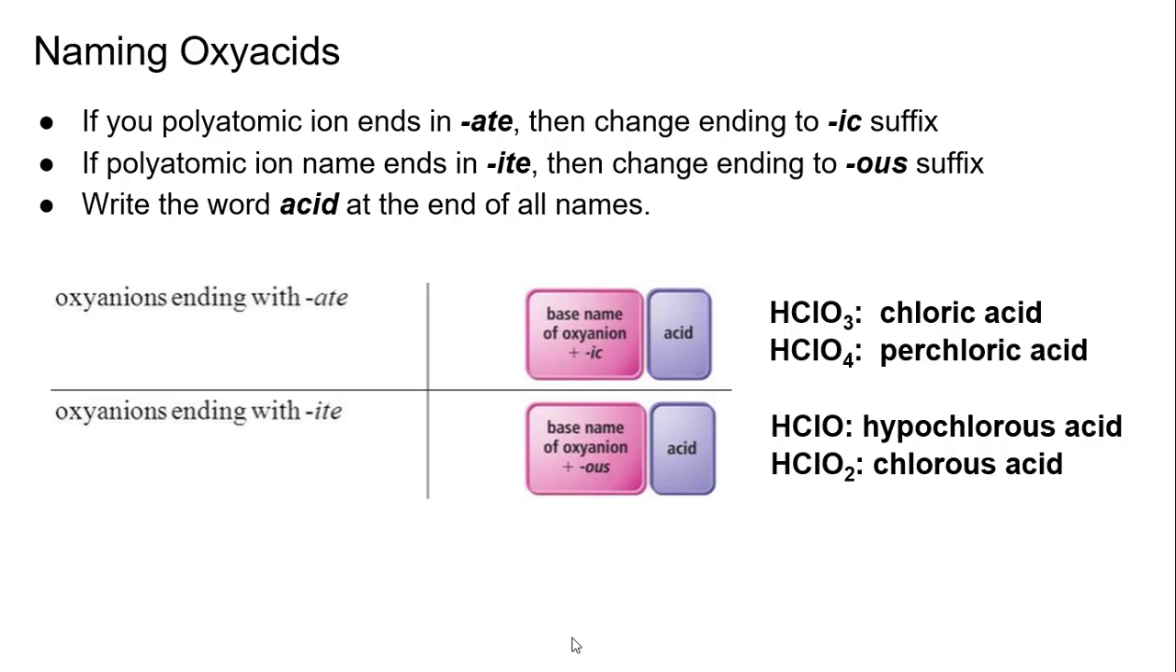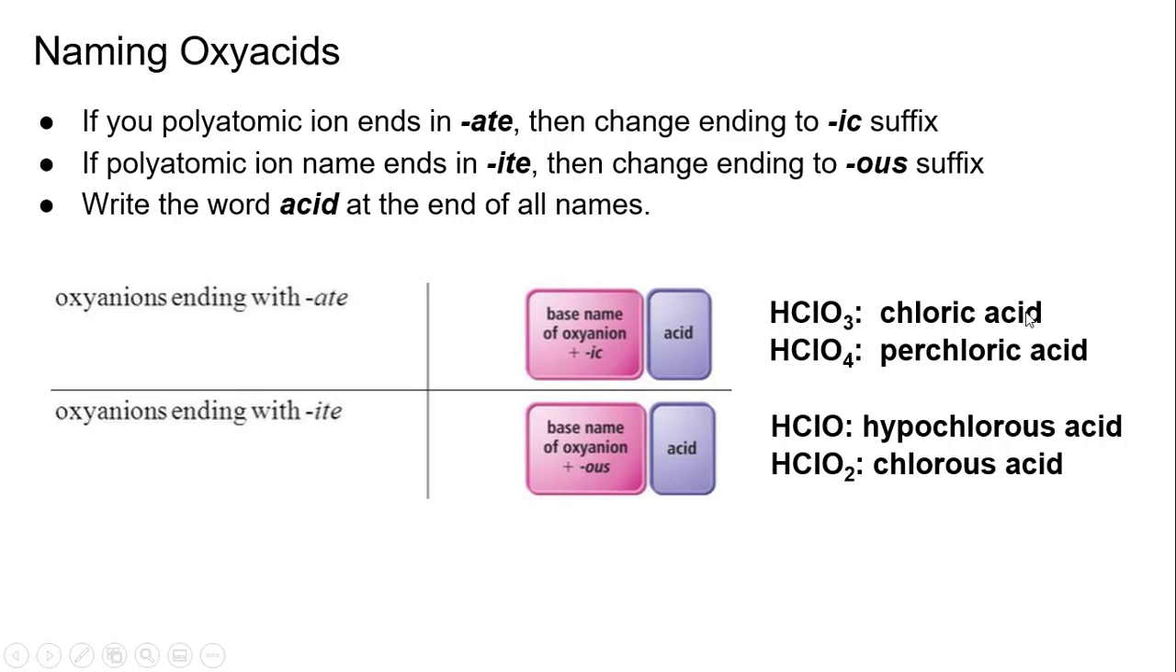Naming oxyacids. If you have a polyatomic ion that ends in ate, then change the ending to the ic suffix. If the polyatomic ion ends in ite, then change the ending to the ous suffix. Write the word acid at the end. So again, here are some examples. Here we have the oxyanions, but now they're in acid form. So for oxyanions ending with ate, we change the ate ending to ic.